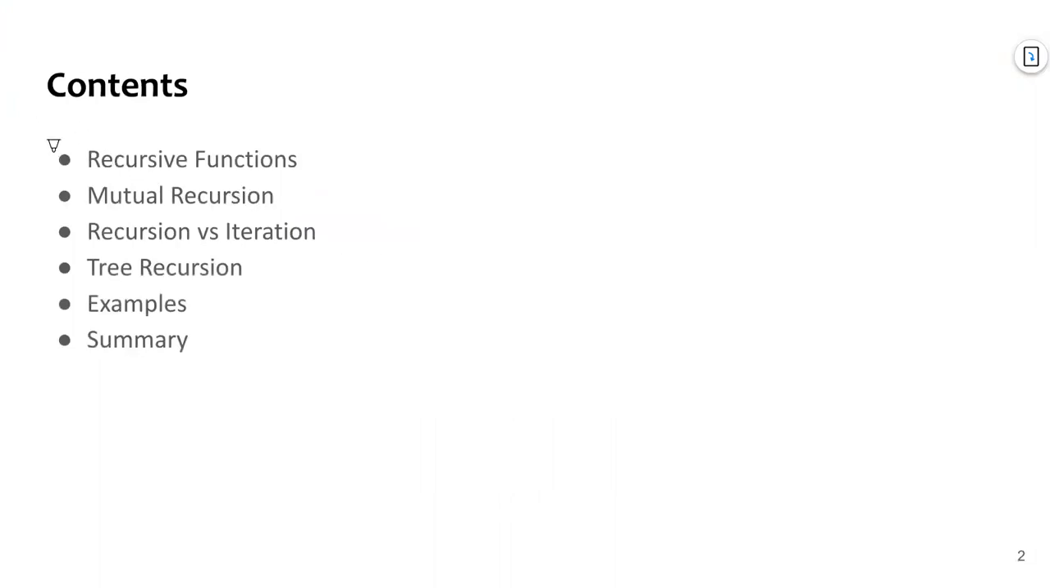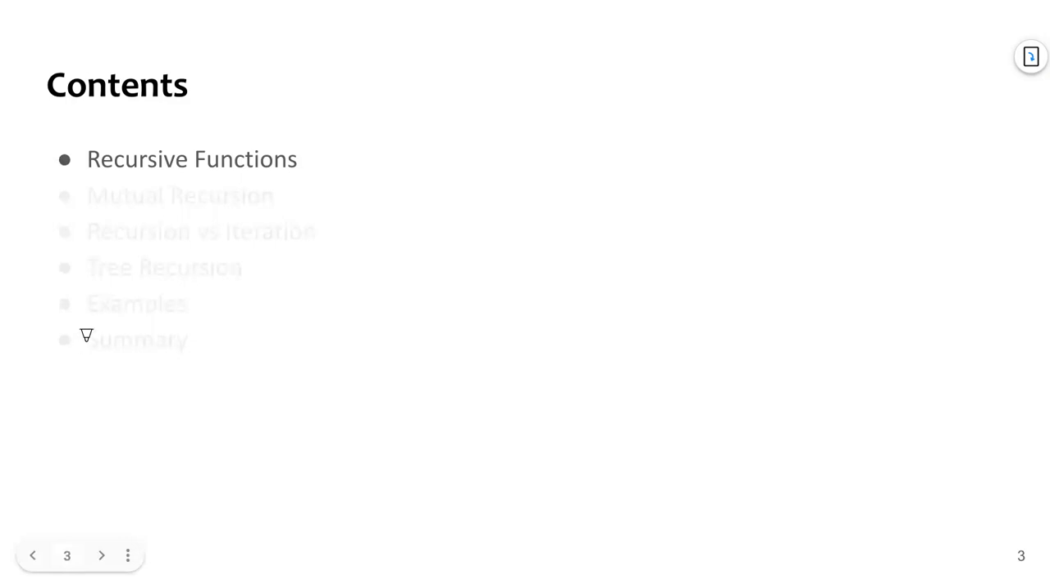First, we're going to discuss what recursive functions are, and then we're going to talk about a special type of recursion, that is mutual recursion. And we're going to have a look at what the differences are between recursion and iteration. And we are also going to have a look at a special type of recursion, tree recursion. And I'm going to present some examples and then summarize this lecture.